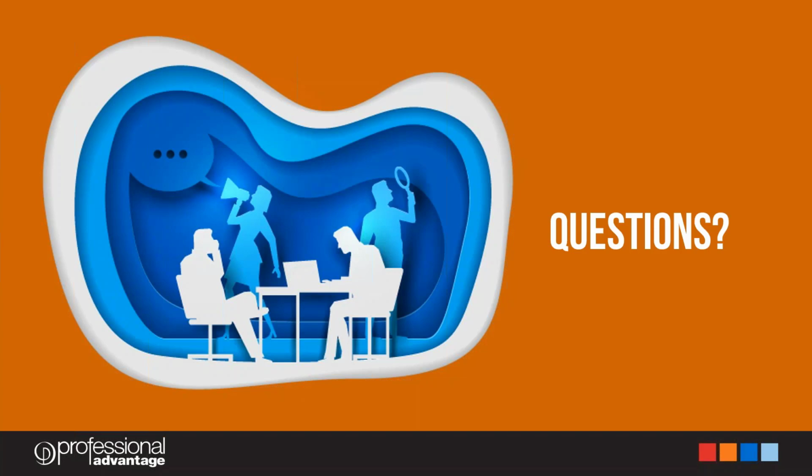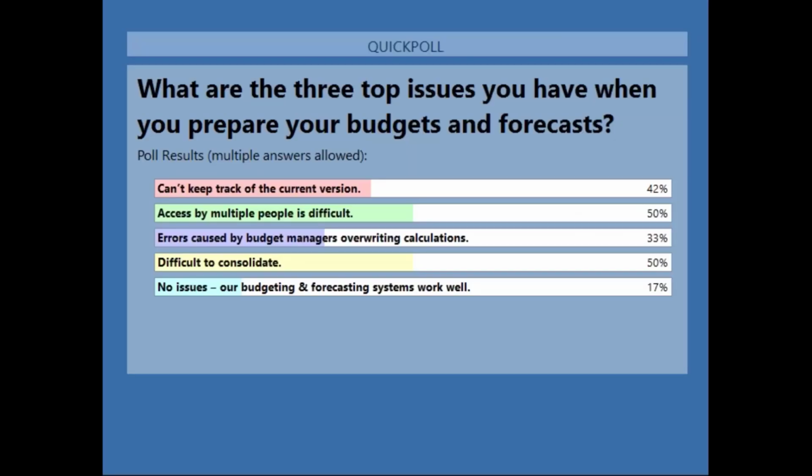Just while we're summing up here, we did put through a poll at the very beginning of the session, and the poll was around the top 3 challenges or concerns that you currently have. We have some results on that we might just like to quickly share with you. What we've seen here is that 50% of people have difficulty with multiple people accessing their budgets. So that's the highest one. That's half of people.